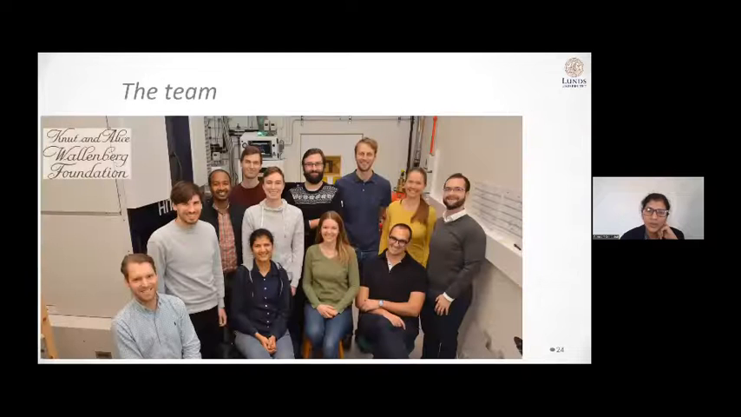Now that brings me to the end of the talk, and before I summarize, this is our group at Lund University, with Kimberly, who's leading the group, and all of us, some of us working at the environmental TEM and some of us working at in-situ systems.